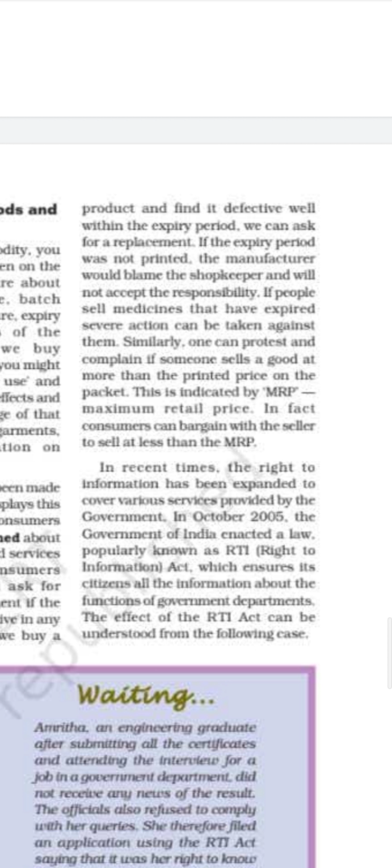If people sell medicines that have expired, severe action can be taken against them. Similarly, one can protest and complain if someone sells a good at more than the printed price on the packet. There are many more things to it. For example, if a packet of Parle G says it is 5 rupees from the manufacturing unit itself, and the shopkeeper is selling it at an MRP of 8 rupees or even 6 rupees, so what is it?